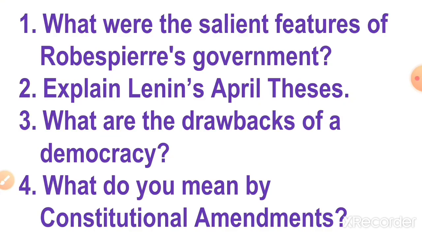Here is question number 1. What were the salient features of Robespierre's government? Question number 2. Explain Lenin's April thesis. Very easy ones. I've given you easier ones. Oh, I should not have done that. Question number 3 is, what are the drawbacks of democracy? Oh, this one is too easy. You can write on your own if you know the matter.